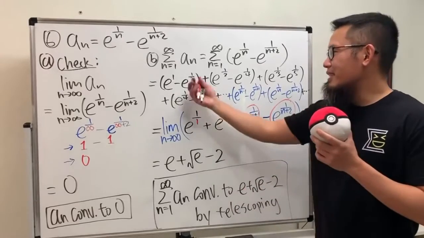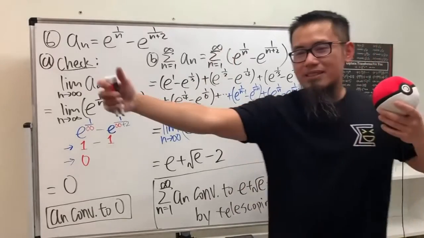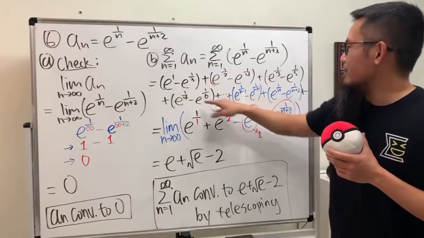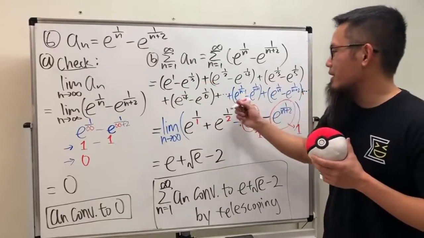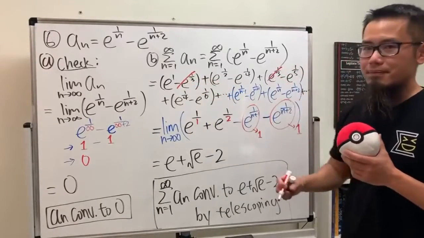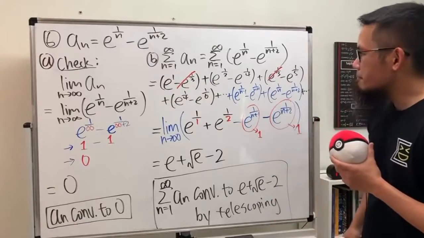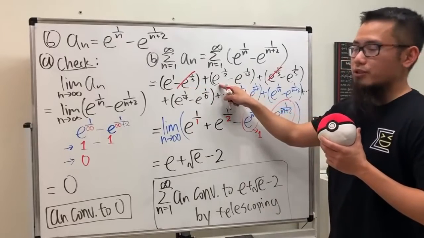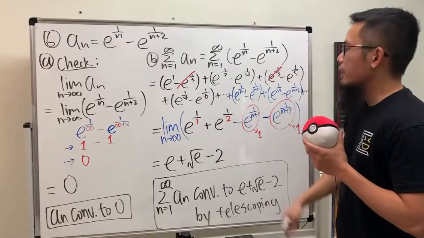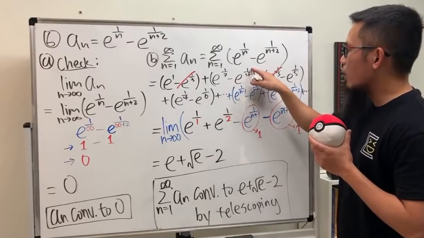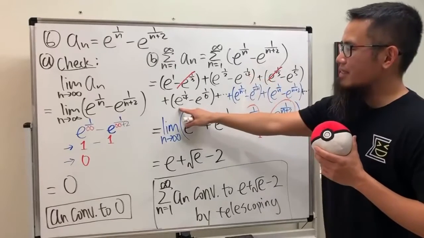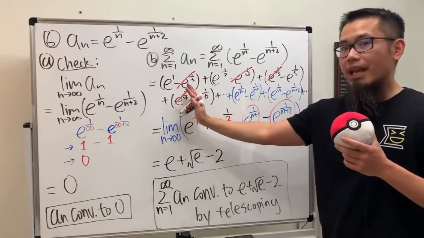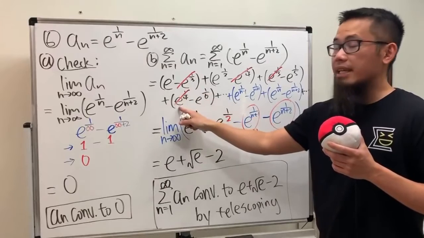Now, you see that when we write down everything, it's like this long, right? But the truth is, hey, we have negative e to the 1/3, but here we have positive e to the 1/3. So we can cancel this out and that. So it starts to collapse, right? This stays, and you see this right here, e to the 1/2 also stays because you don't see another e to the 1/2. But if you look at negative e to the 1/4, guess what? We have this e to the 1/4. So this and that get cancelled.